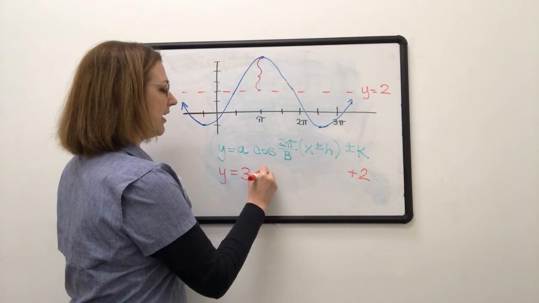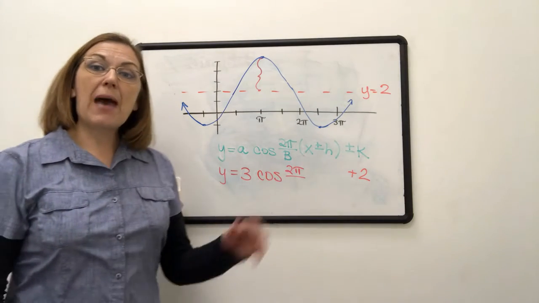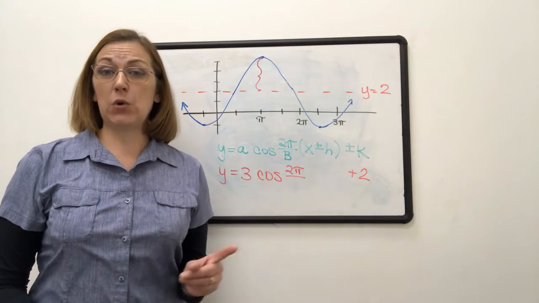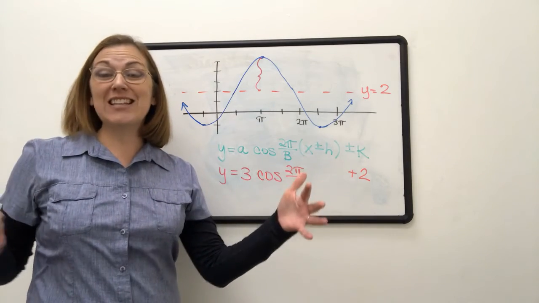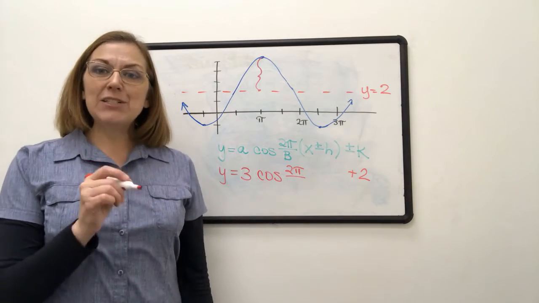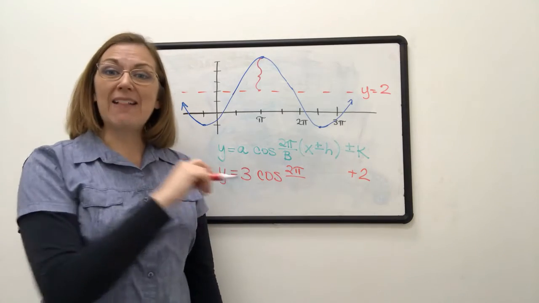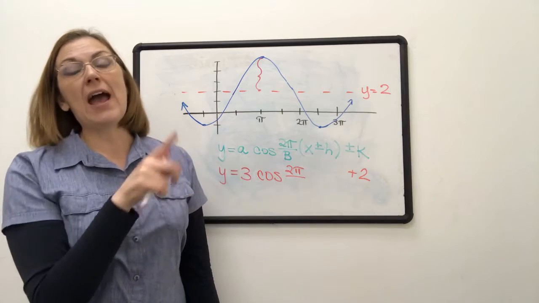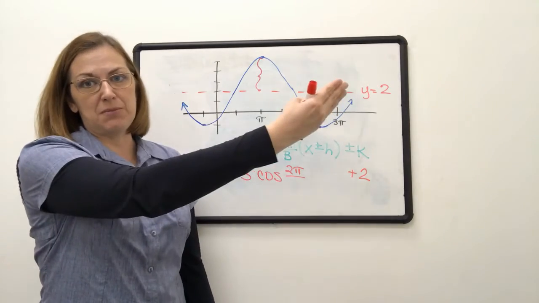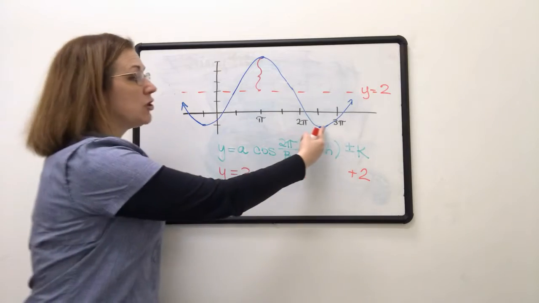Now I've got my cosine, 2 pi over, now remember I said that b is going to be your period. So that means you've got to determine how long this cycle is. The way I do that is to go from hill to hill or valley to valley. So you can see in this graph, I don't have a maximum to a maximum drawn. I only have one maximum, but I do have a minimum to a minimum.